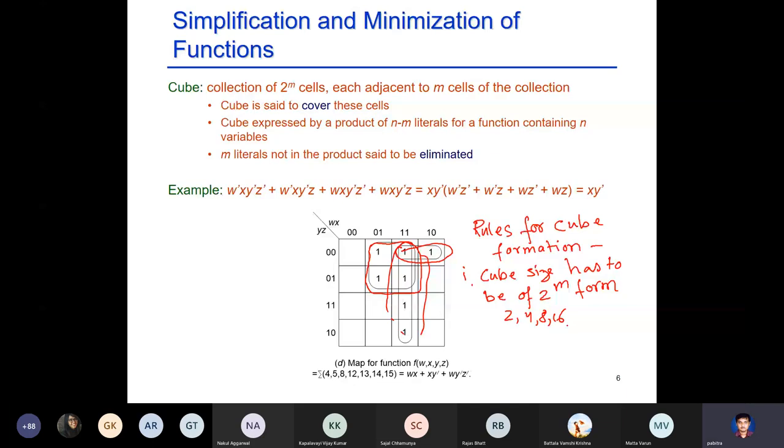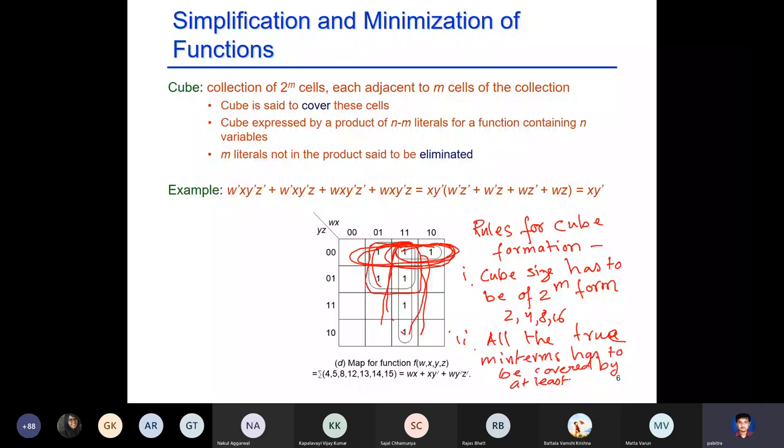Okay, these two are the rules. And now we have a goal. Our goal of forming the cube is that the cube has to be as large as possible. You want to form as large a cube as possible. You try to cover as many true minterms as you can by a single cube. The cube should be as big as possible.